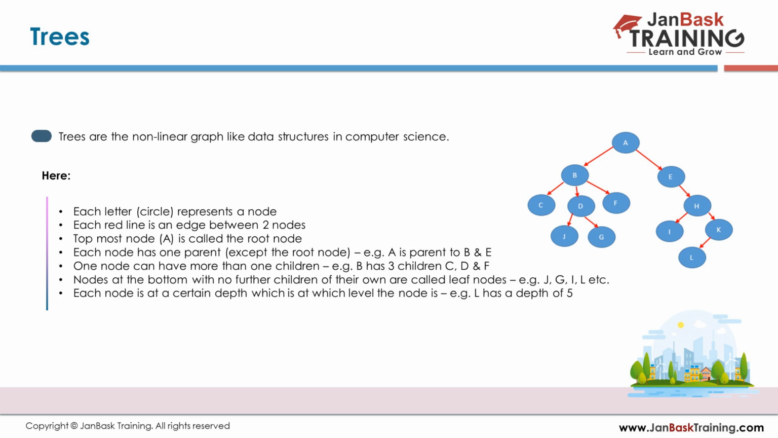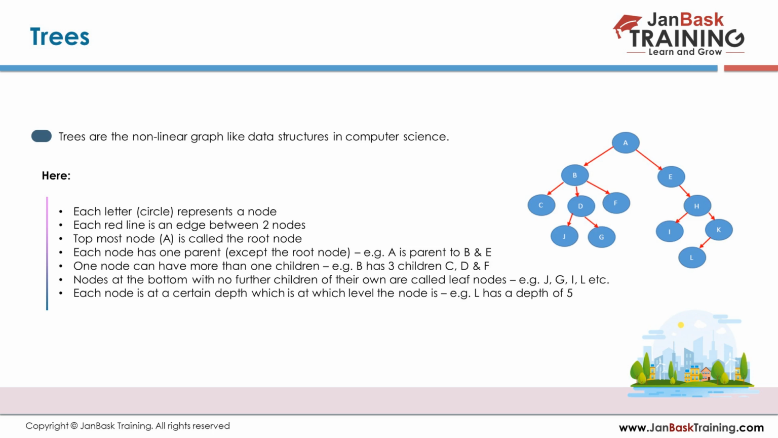A is called the master node. B and E are called child nodes. In the second branch, B is called the master node. C, D, F are called child nodes. The topmost node A is called the root node or master node. Each node has one parent except the root node. For example, A is the parent to B and E, the parent and child concept. One node can have more than one child, like B. If you see, it has three children: C, D and F.